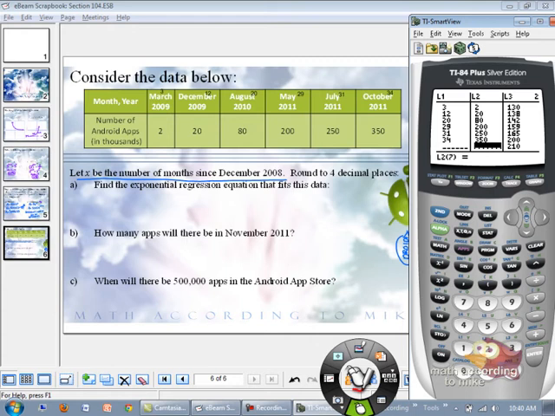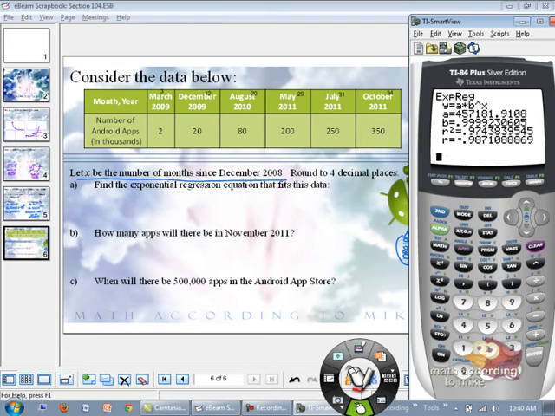All right, we good? Okay. So once you have your values in, please make sure that they're all good to go. No, it's not going to affect it, because the calculator will call upon the L1 and L2 columns by default. But if you want to call upon L3, you'd have to tell it. So we're going to do second quit.